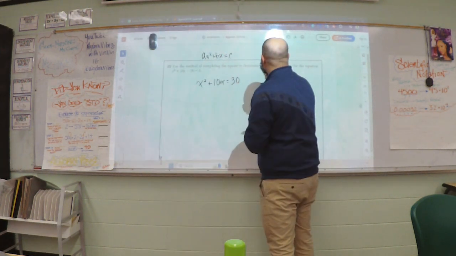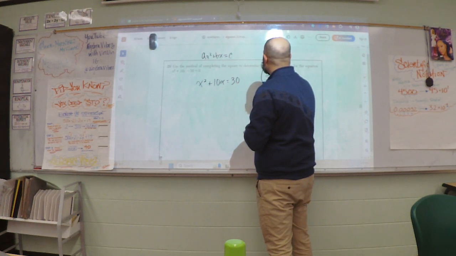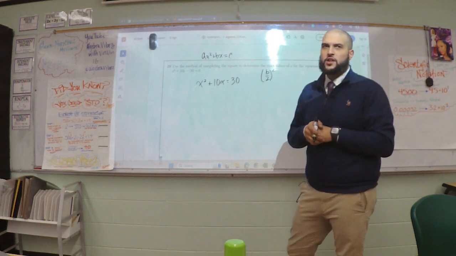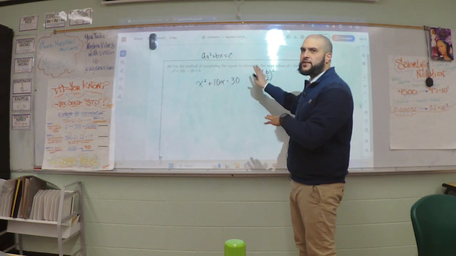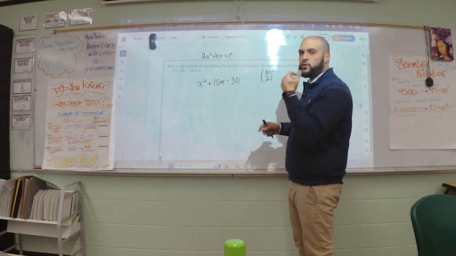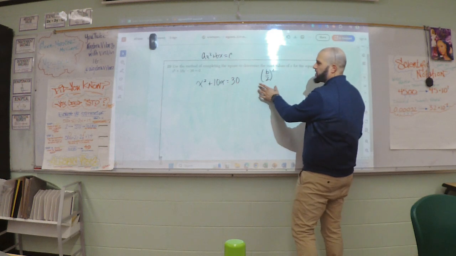What's this little b over 2 squared? That's like a little formula that we're going to take our value of b and put it in here and find something to add to both sides of the equal sign. So write this down next. That's the next thing.